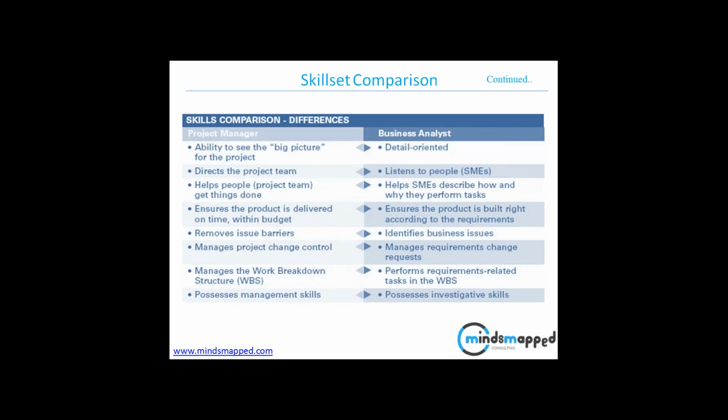The differences, well, we've done a lot of differences already, but this is just to give you a brief overview that a business analyst has to be very detail oriented as to what requirement, how much has to be developed, and giving a lot of details on that. But the project manager has to see the big picture of the project, right?